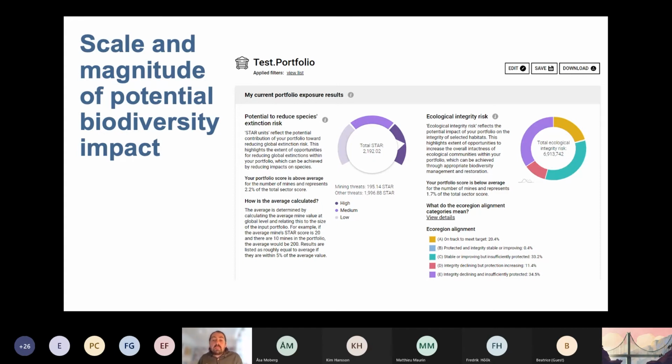So once users are past the input page and they've created their portfolio, this is the first thing they will see, this dashboard. This component shows the high level values of two global goal relevant metrics. The left-hand side of this image focuses on the potential to reduce species extinction risk, and the right on ecological integrity risk. So for the species extinction risk metric, we rely on the species threat abatement and restoration metric, which is being developed and recently launched by the IUCN.